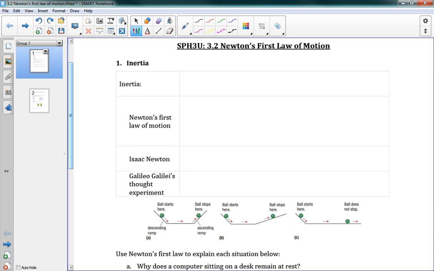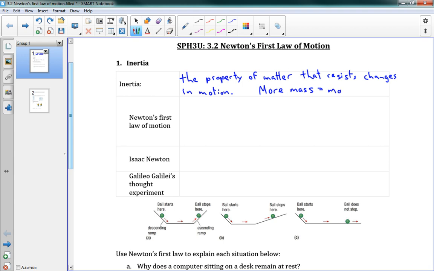Inertia is the property of matter that resists changes in motion. Inertia is the thing that makes something not want to change how it's moving. And the most important thing here is that the more mass an object has, the more inertia it has.